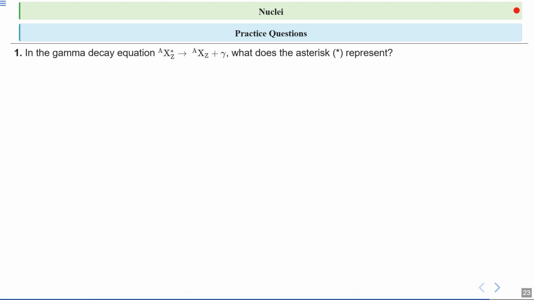Let's see some practice questions based on what we have discussed today. In the gamma decay equation, X A Z star converting into X A Z plus gamma, which means the X nucleus, which is in excited state, is converting into stable state by emitting a gamma radiation. What does the asterisk, that star sign, represent?